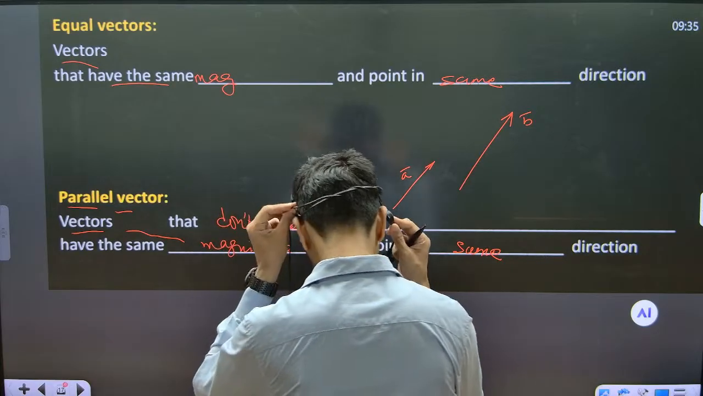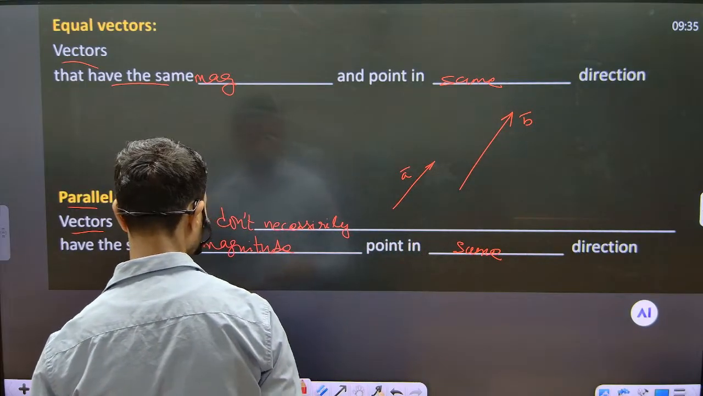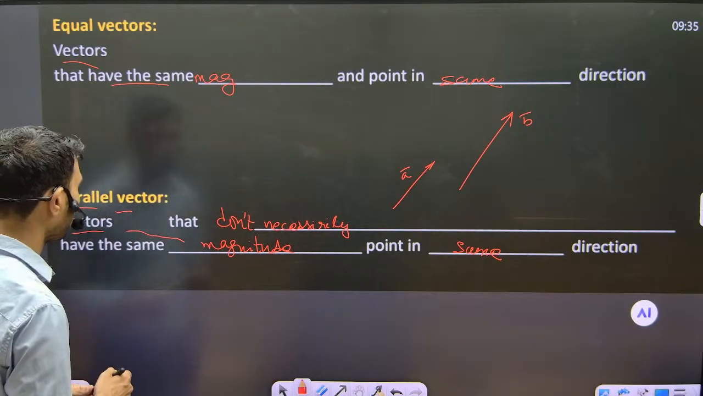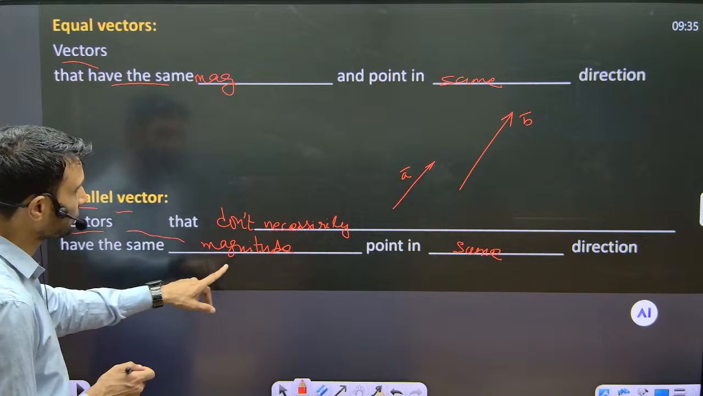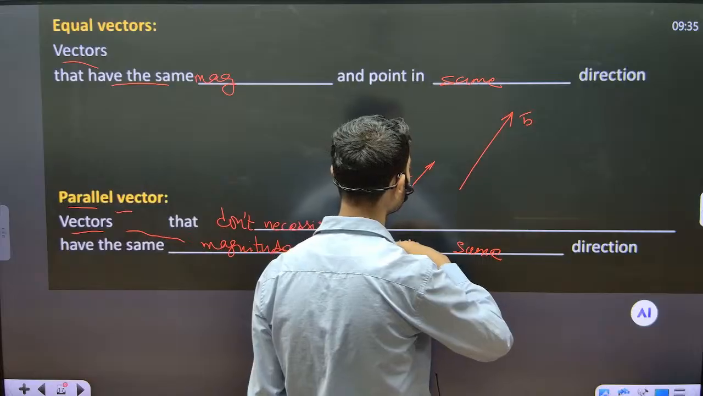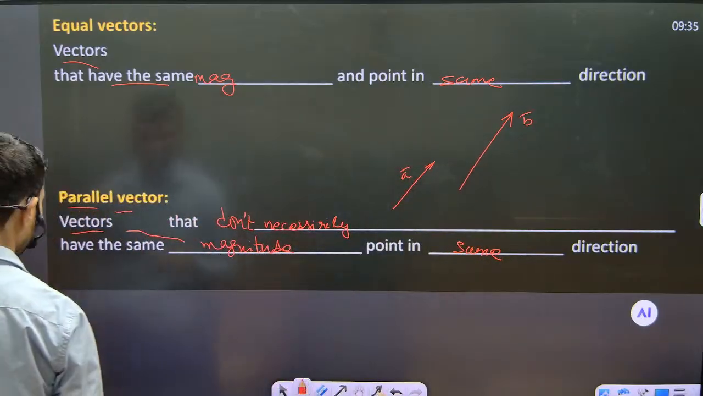So what are you saying? Vectors that don't necessarily have the same magnitude and point in the same direction are parallel vectors. Like A vector and B vector are parallel vectors even though they have different magnitudes, because for being parallel, magnitude is not required to be the same.